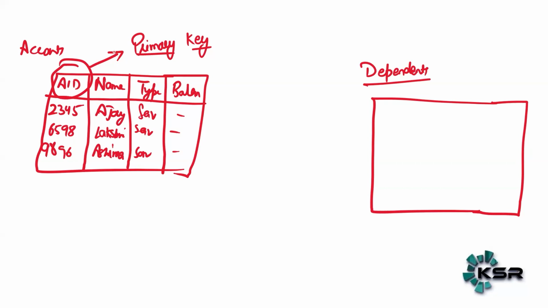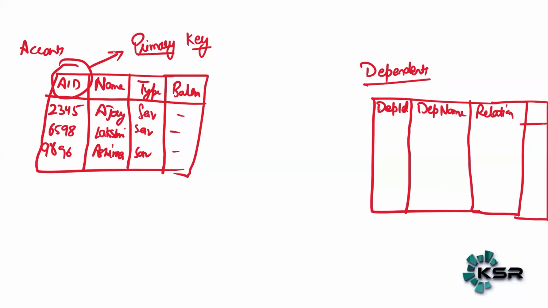Okay. Now we will create another table. Here we will have the dependent ID. We will have the dependent name. We will have the relation. And we will have here the last column as account ID, that is the account number. Now suppose for Ajay, there are 4 dependents. So then the dependent ID can be 1 and the dependent.